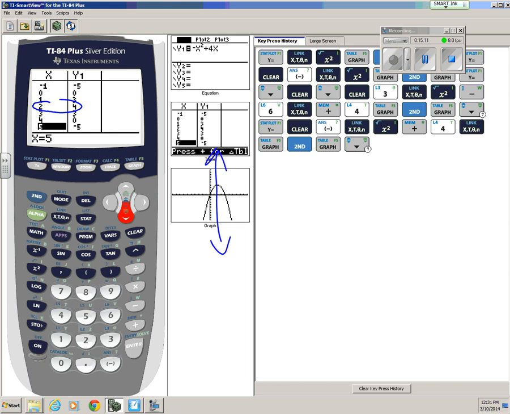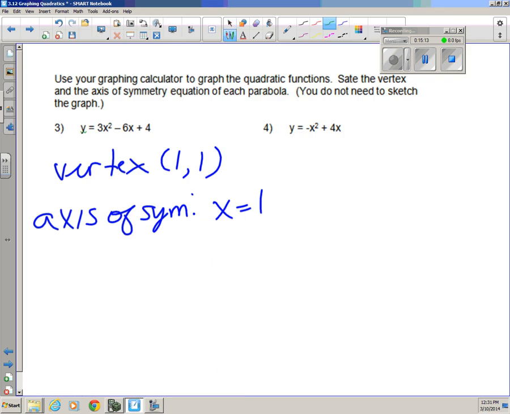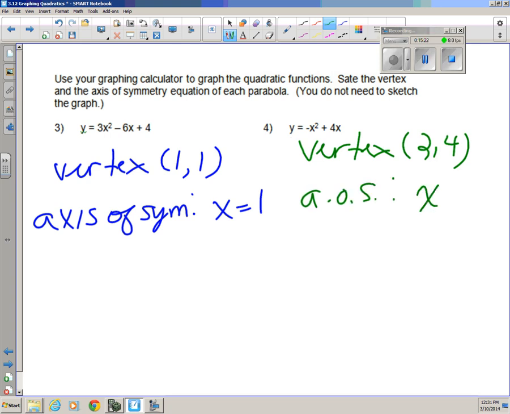So all I have to do is say the vertex is 2, 4, and the axis of symmetry is the equation, and I can't stress that enough, x equals 2. All right, you are done. Homework should be easy.